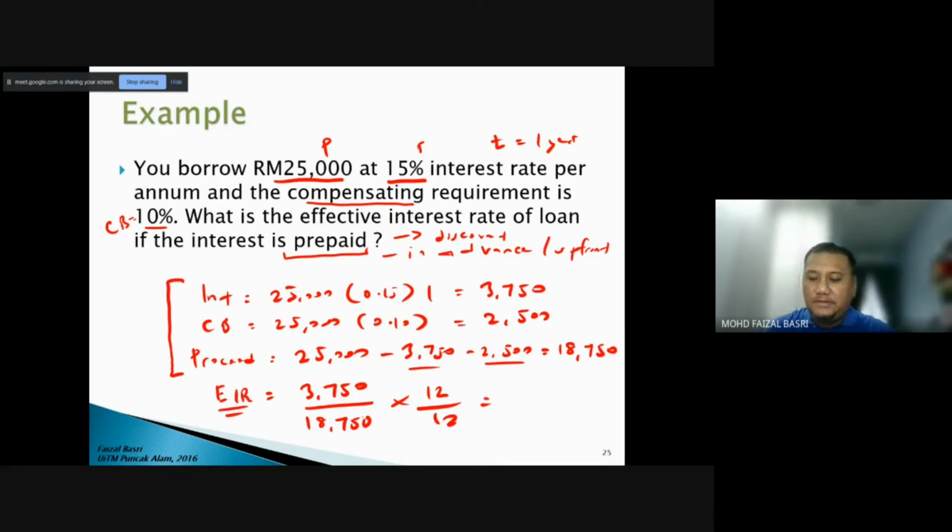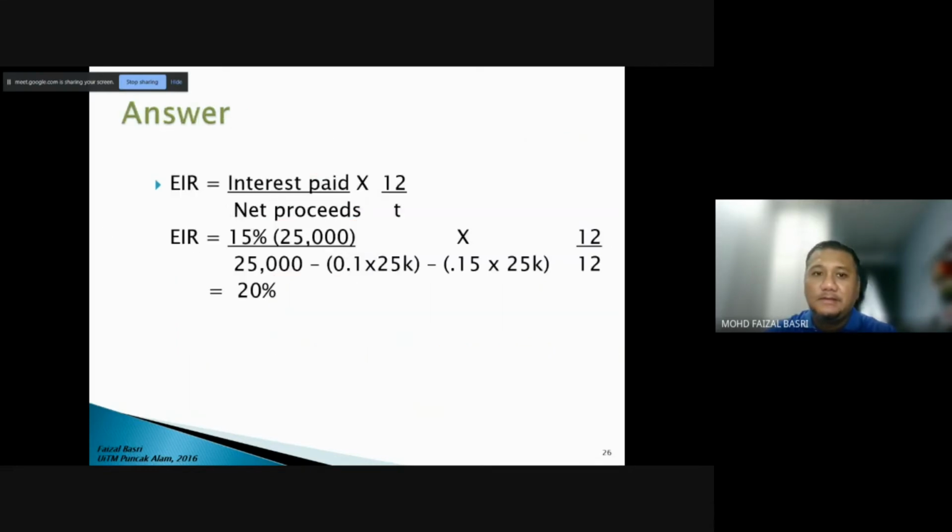So berapa ni? So 3,750 divided by 18,750 times 1, so the total will be 20%. Okay, 20%. 3,750 divided by 18,750 times 1 ataupun times 12 over 12. So from 15% nominal, when the bank imposed both discount interest and also CB requirement, the actual rate increased to 20%. Okay, so this is the real rate, 20%.